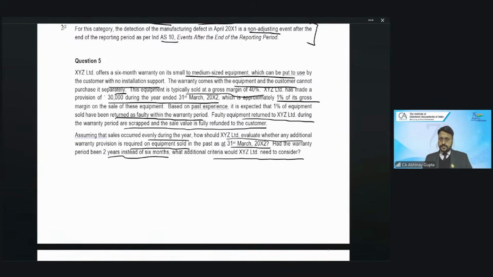Okay. I'm giving you 2-3 minutes to think through what exactly needs to be done. So the ask from the question is: 30,000 is the provision the company has recorded at present against the warranty. Is the amount correct? If not, what would be the correct amount? That's the one ask. The second ask is, if the warranty period is not 6 months but 2 years, what additionally does the company need to consider for the purpose of calculation of warranty provision?